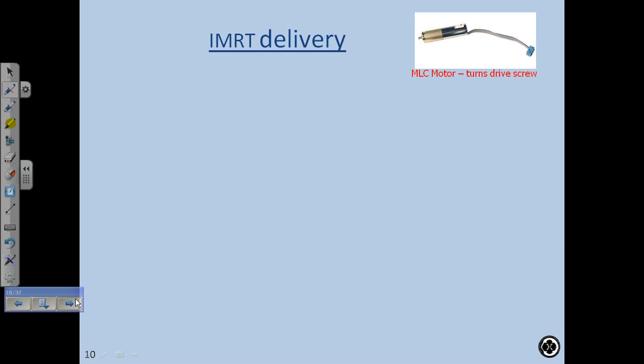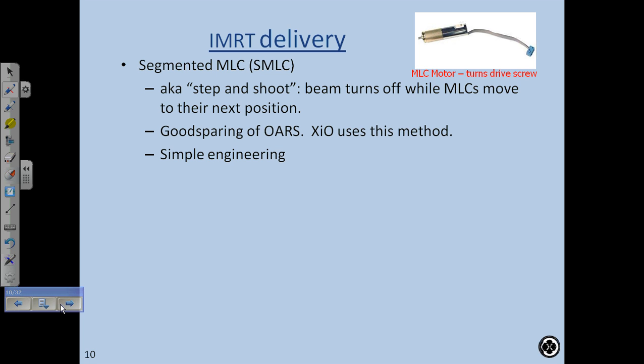Well, anyway, those are the motors I just showed you. Segmented MLC. Now, two types of IMRT: static field IMRT delivery. So those first few slides were just an overview. So let's go into how it actually works.